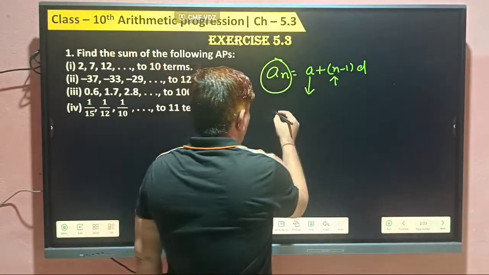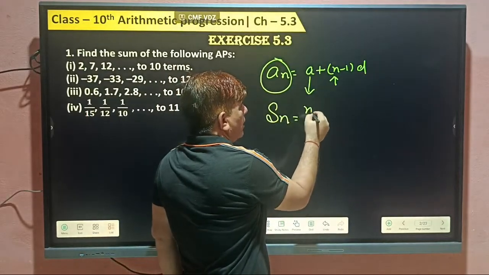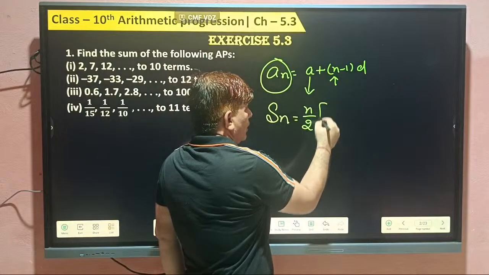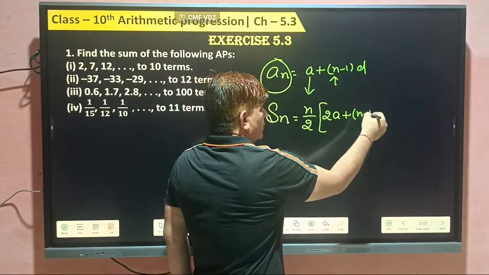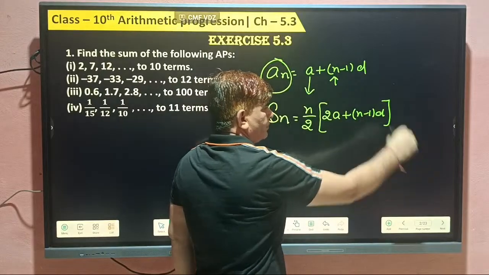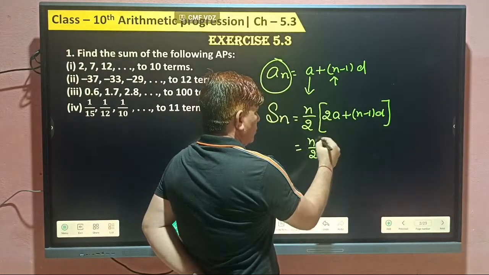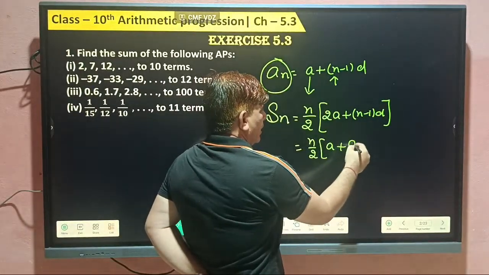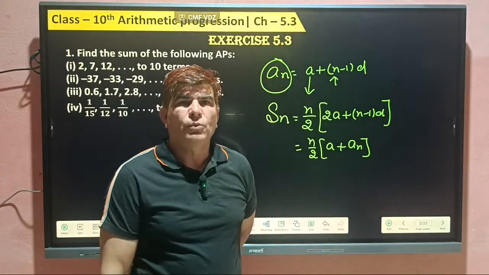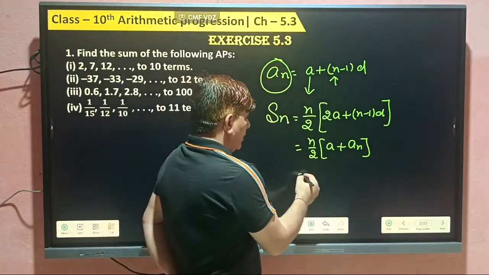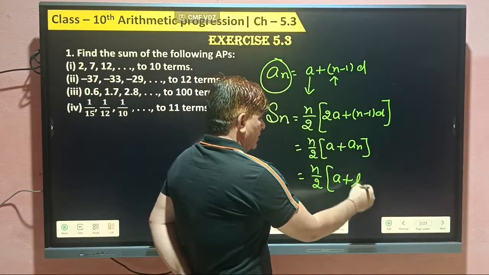Another formula is for finding the sum of the first n terms: n by 2 into 2a plus n minus 1 into d. Or we can say n by 2 into a plus an, where an means the nth term, the last term of the given AP. Later on we have written this as a plus l.